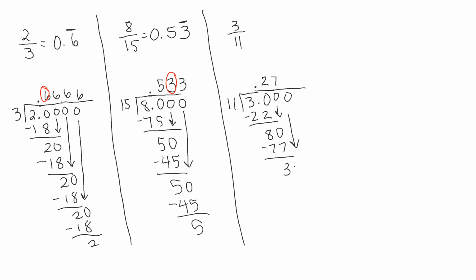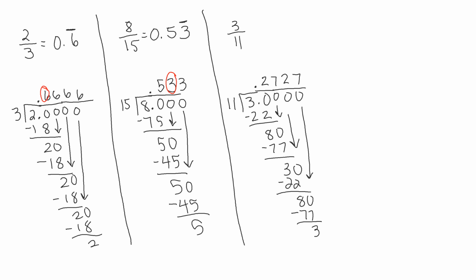Add a 0. Well, 11 into 30 is still 2. 2 times 11 is still 22. Well, there's that 8 again. So let's see. 11 into 80 is still 7. 7 times 11 is still 77. And there's the 3 again. So this time I don't have a single number repeating. I have a sequence of numbers repeating.